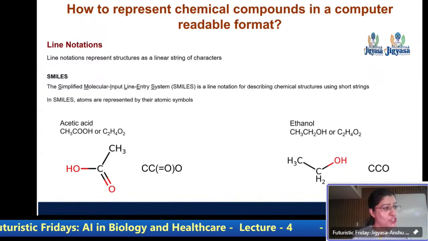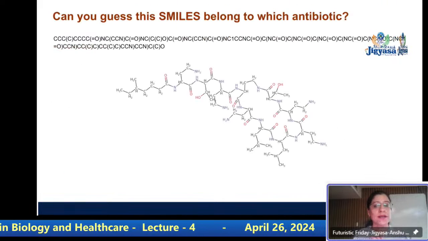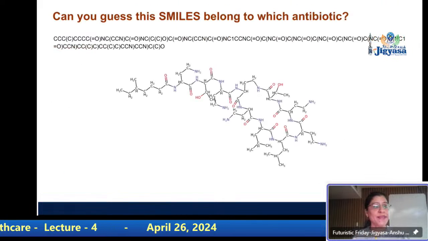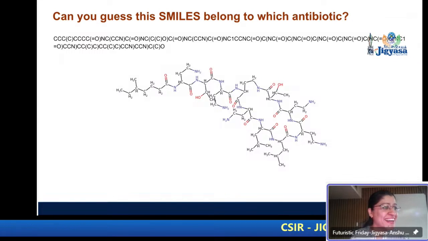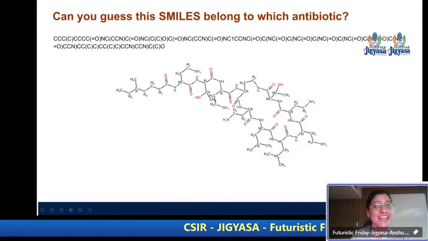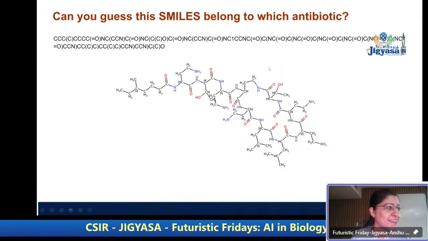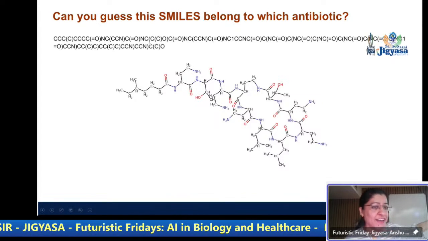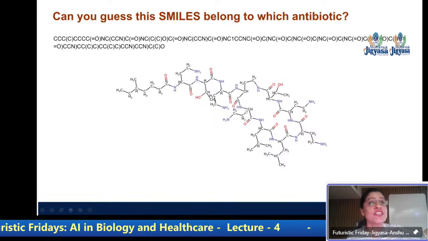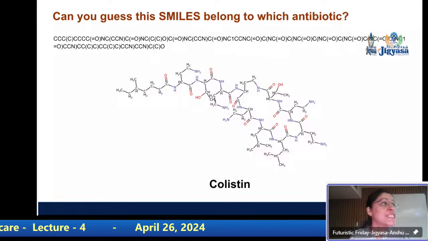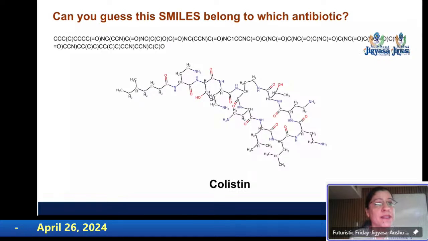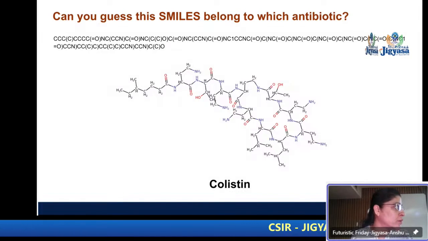Okay. Since you have now understood this, you tell me what SMILES this is. Can you guess which antibiotic this SMILES belongs to? This is just to tell you that even very complex structures like this can be represented in a single line. If I take the SMILES, I can actually draw this structure. Right? And this is an antibiotic called colistin. It is a last line antibiotic. Last line means there are actually no other antibiotics after this that can really work.